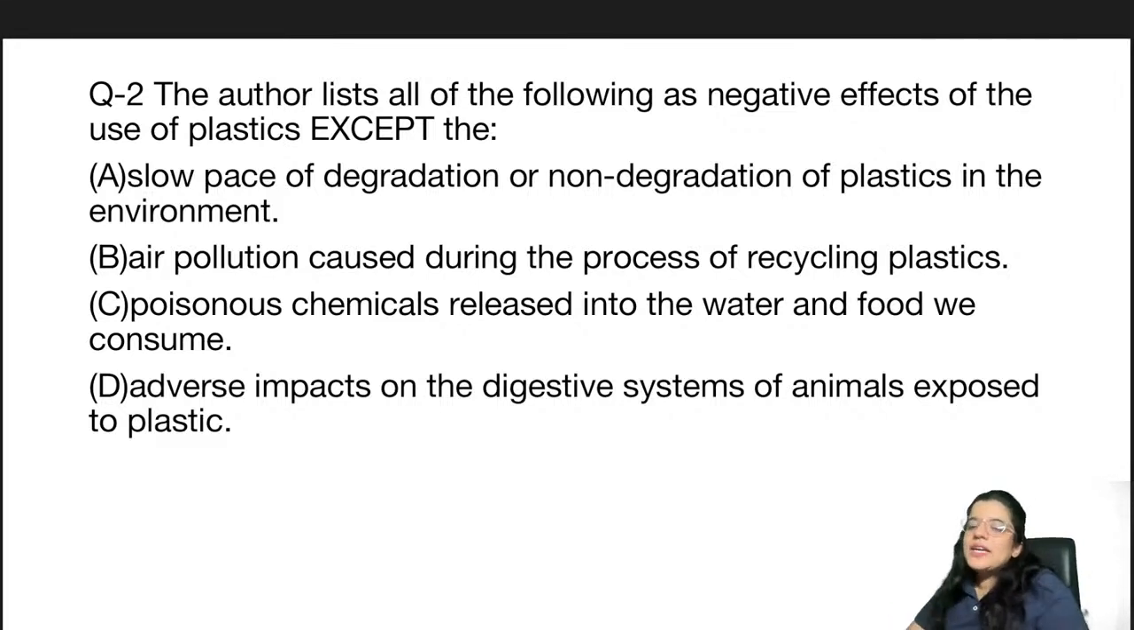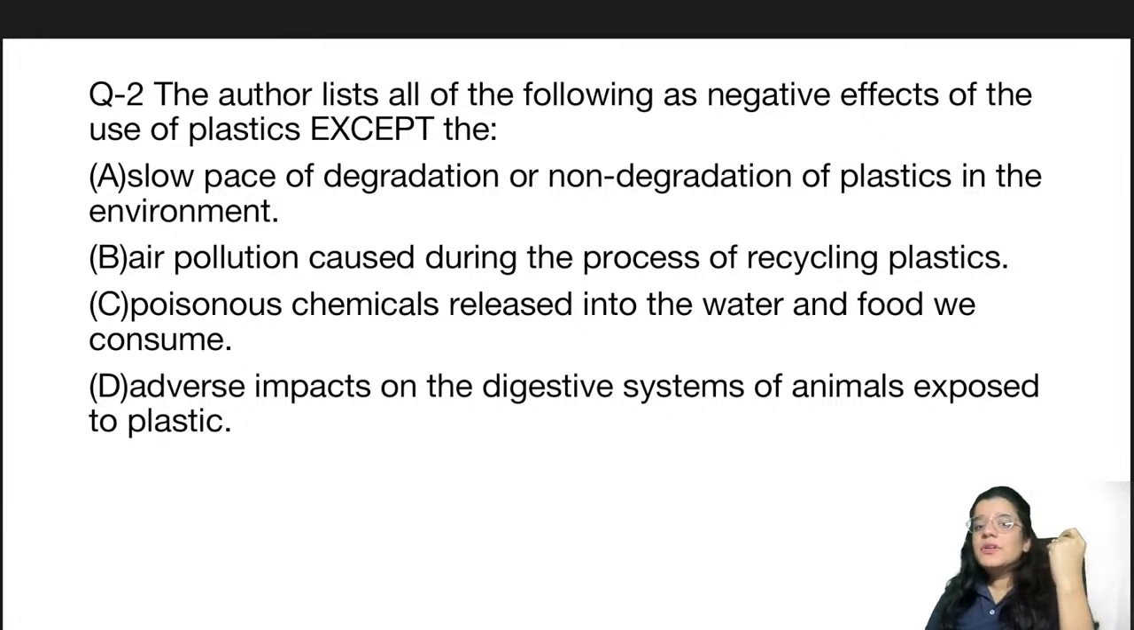So, what is the question? It's a completely fact-based question, and I think you would have solved it in just a few seconds, if you had known where to look for the answer. In the third paragraph. So the author lists all of the following as negative effects of the use of plastic, except... All the negative impacts, biodegradation was mentioned, right? So A option goes out. It gets eliminated because it is actually given to you in the passage, right?